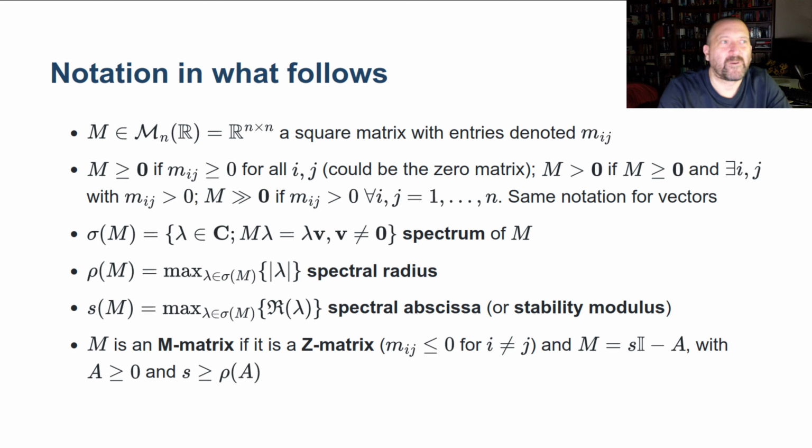I should point out that if a matrix is M, then minus M is essentially a Metzler matrix. And so there you will see other contexts in which instead of speaking of M matrices, people will speak of Metzler matrices with a negative sign. Okay.